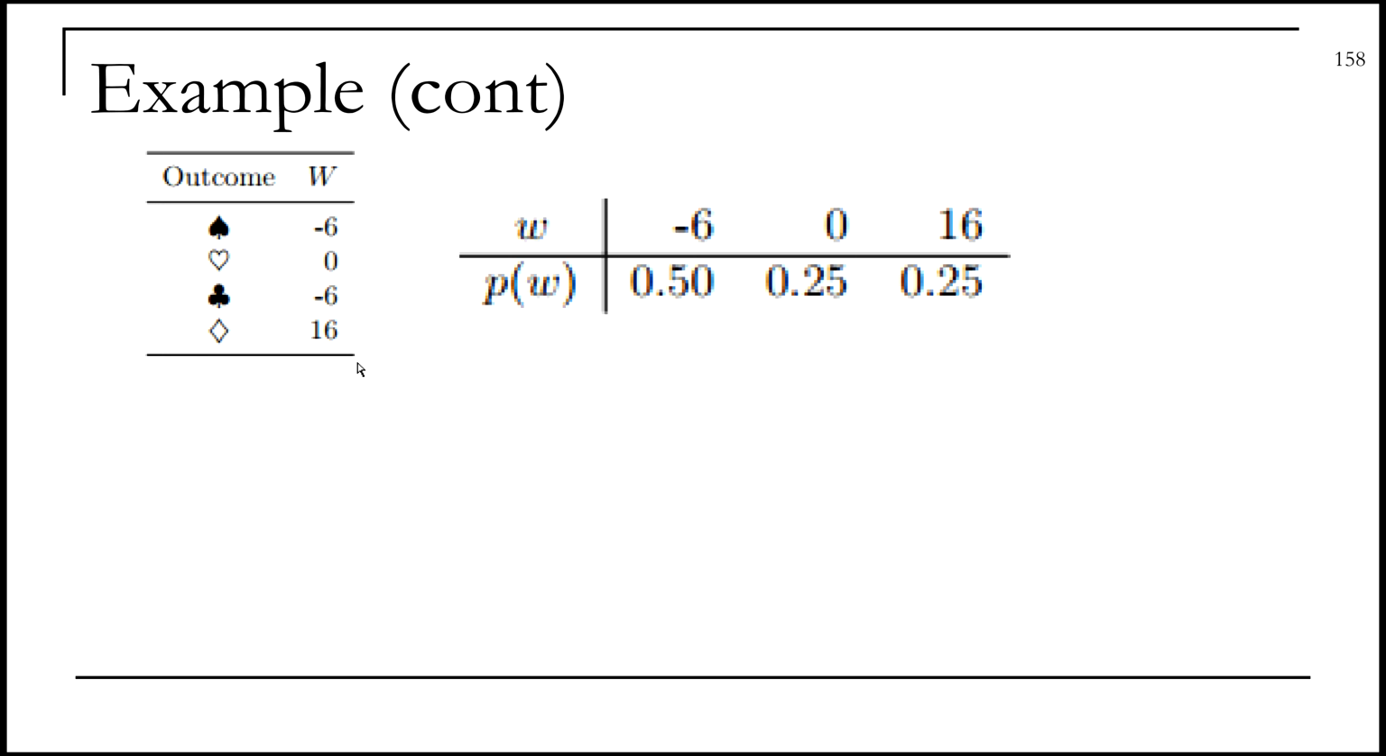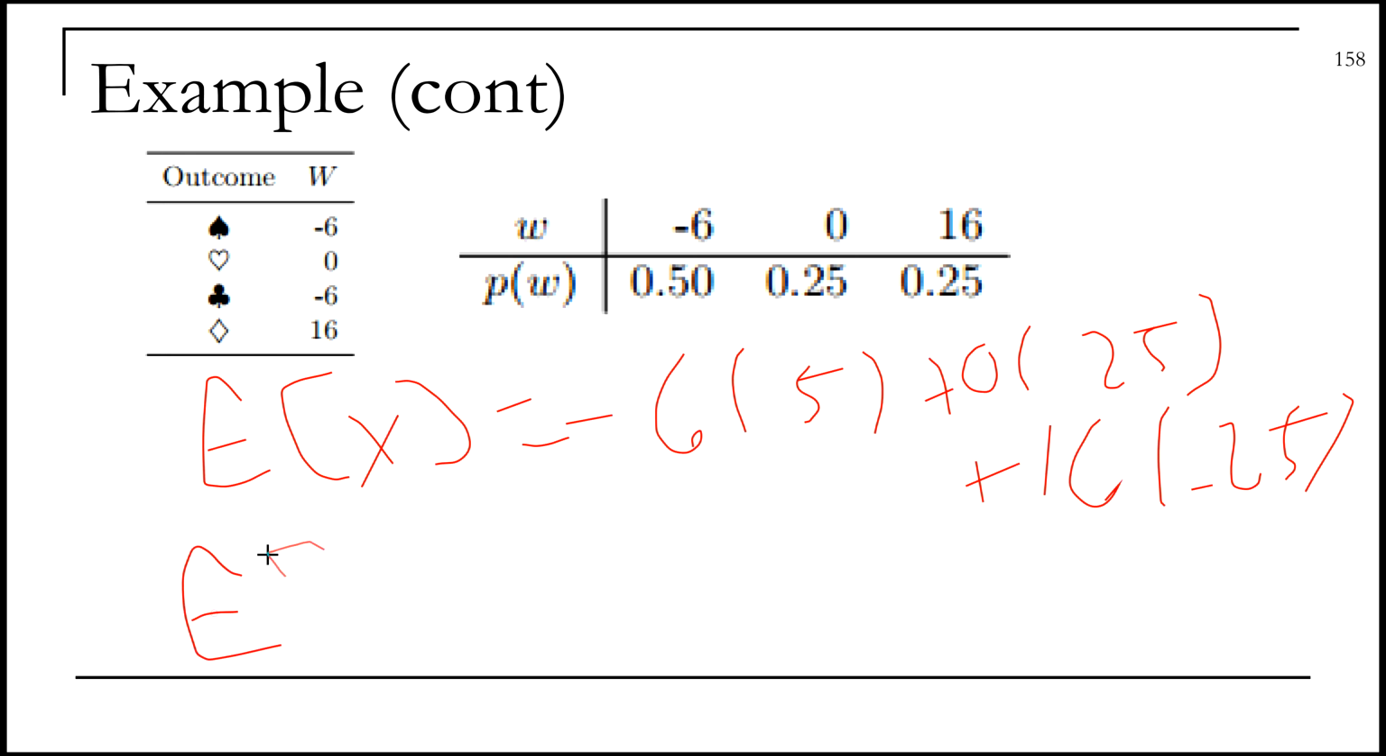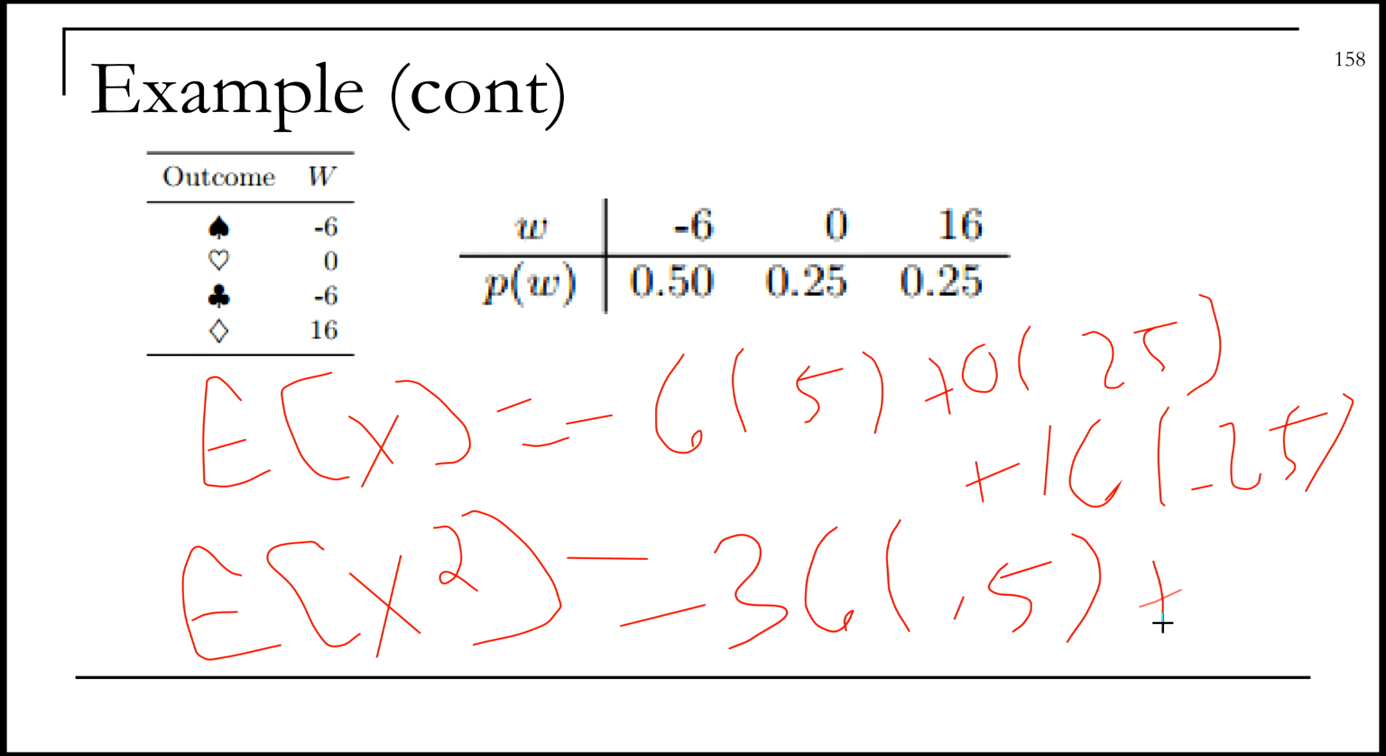Now, if you want the expected value, it's simply going to be value times probability. So minus 6 times 0.5 plus 0, we don't worry about 0.25, plus 16 times 0.25. If you work that out, you get the expected value. Now, how do you figure out the expected value of x squared? You simply square the x's. So it's going to be 36 times 0.5 plus 0 squared, let's forget that, plus 16 squared times 0.25. So you work that out. That gets you E of x squared. And then you can use the formula to find the variance of the data set. Again, email if you want to check your work on this.